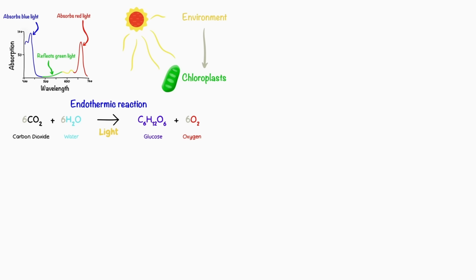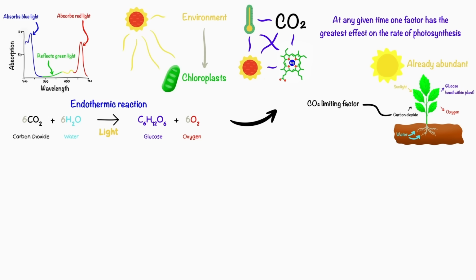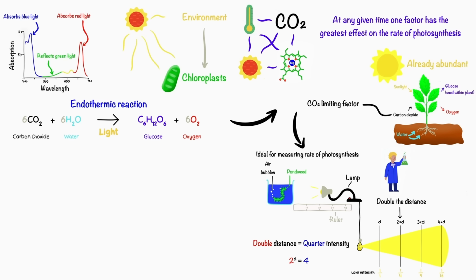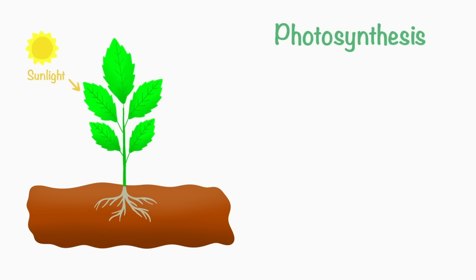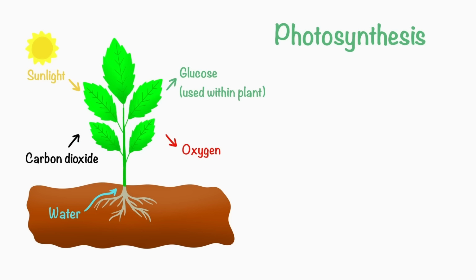Today we're examining the basic photosynthesis reaction and its chemical equation, investigating the environmental factors that can limit its rate, looking at practical methods for measuring these rates, and finally exploring how plants utilize the glucose they produce. Photosynthesis is the process by which plants use energy from sunlight to convert carbon dioxide and water into glucose and oxygen. It's one of the most important biological processes on our planet.